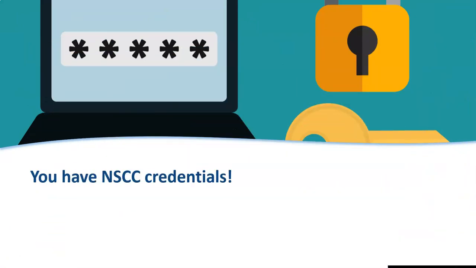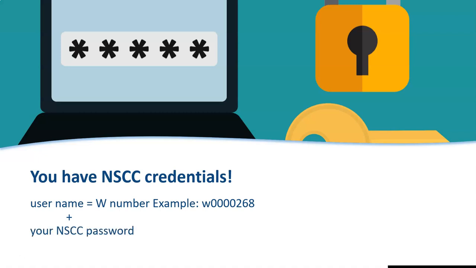Once you're fully accepted into ALP, you'll have NSCC credentials. That sounds like a fancy term, but when folks talk about your credentials, what they mean is you have a username. We also call that your W number, and there's an example. Yours will look something like that. The other piece of your credentials is your NSCC password.